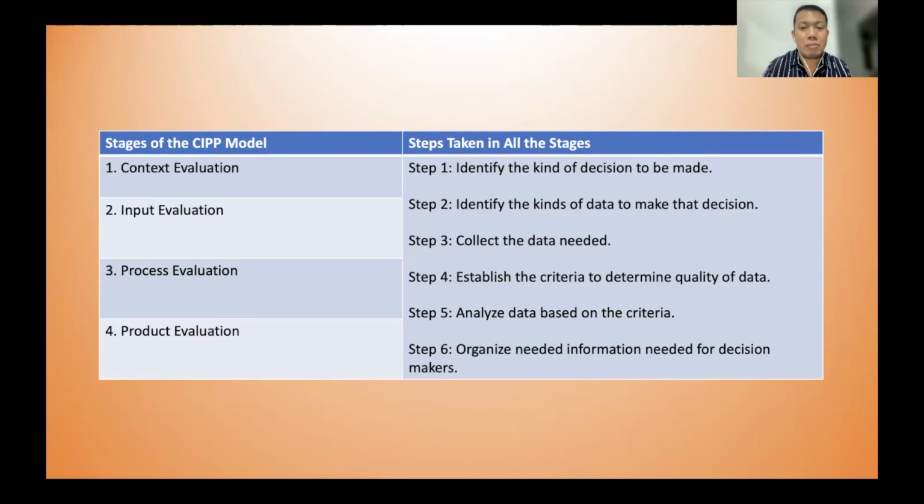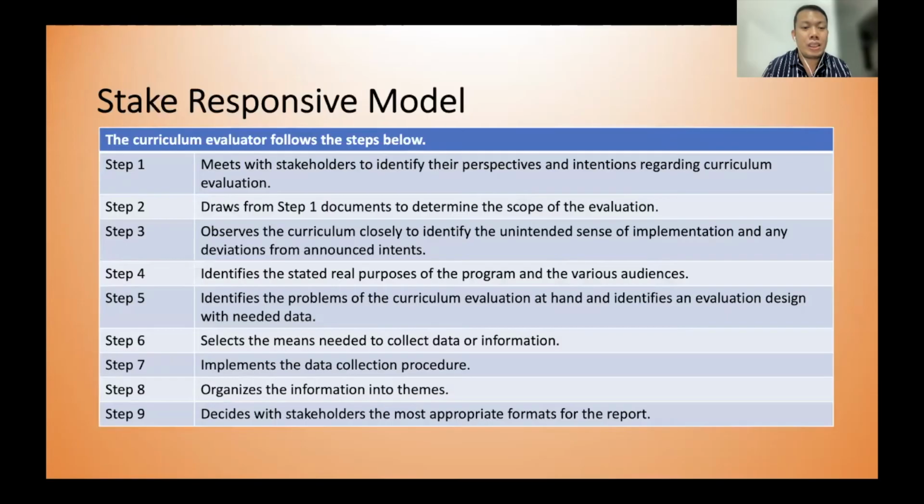Now, it is also indicated here on the table the importance of the data. So it is not just a theory wherein we just have to think whether it is a yes or a no, or whether it can be seen or observed, but you have to think of the data. You have to collect data. You have to gather information so that you can arrive at a certain conclusion or recommendation at the end of the process. So this is the stake responsive model.